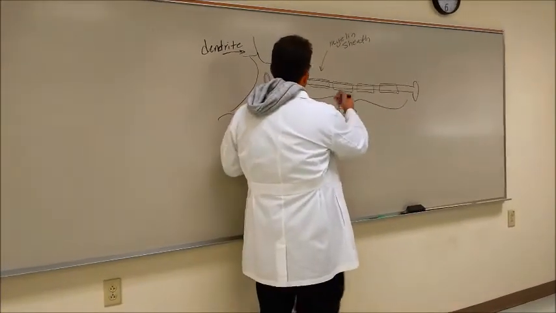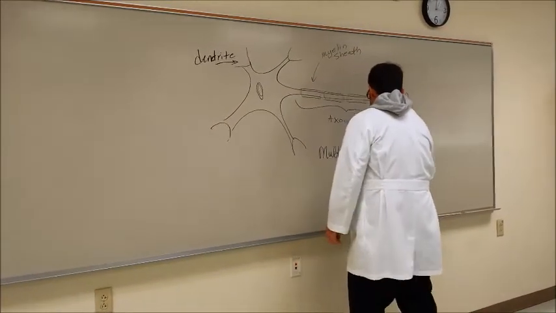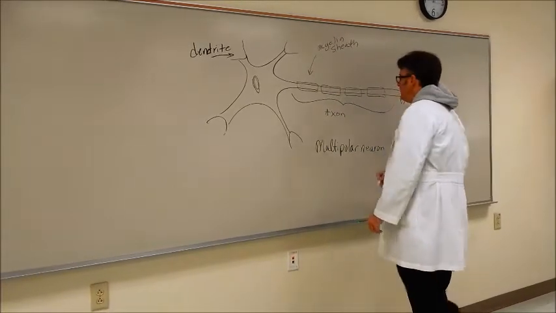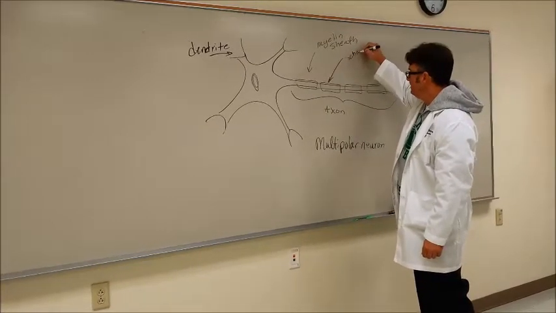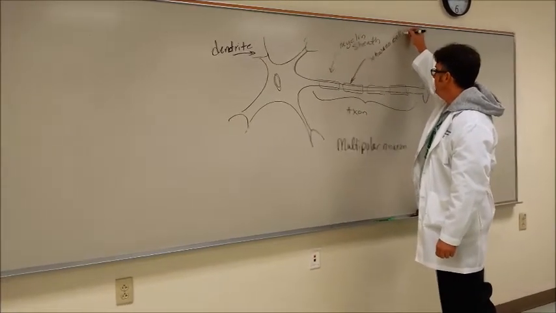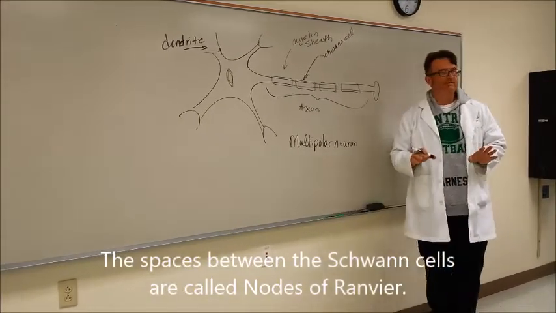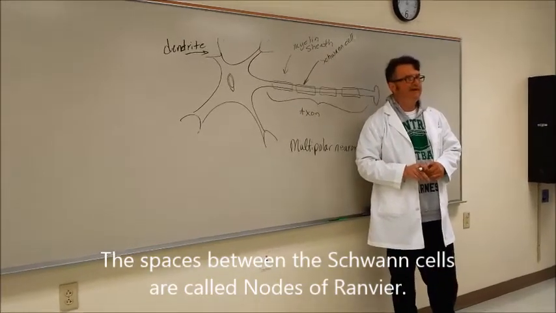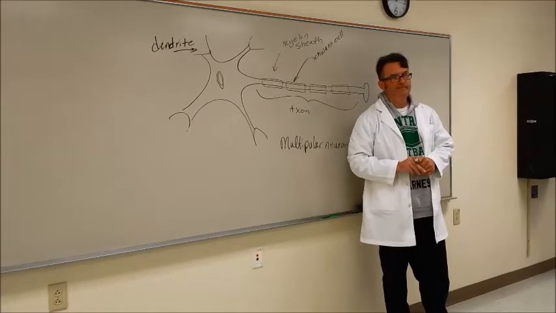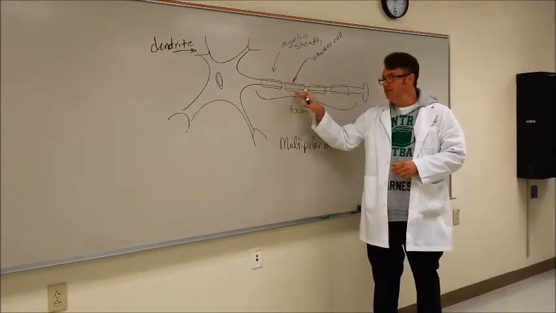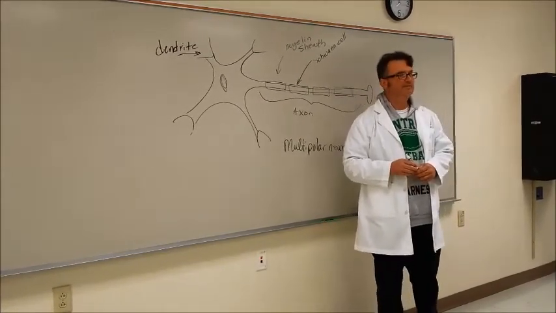In a multipolar neuron, these individual cells that wrap around the axon are called Schwann cells. And one of the important clinical notes that I want to make is that a no-fat diet is not a good idea. Maybe low-fat, maybe, but not no-fat. The reason is that the nerves are insulated with fat. And so if you go with low fat and you don't get enough, you can have some damage.